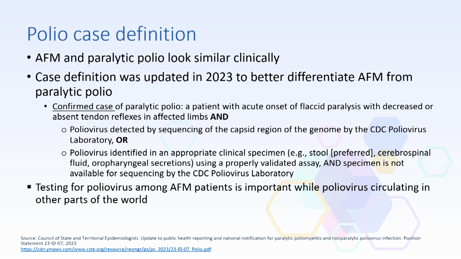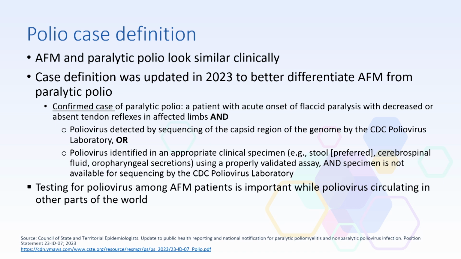To help better differentiate between AFM and paralytic poliomyelitis, CSTE updated the case definition for paralytic poliomyelitis in 2023 to add a laboratory component. A confirmed case is now defined as acute onset of flaccid paralysis with decreased or absent tendon reflexes in the affected limbs and either poliovirus detected by sequencing of the capsid region of the genome by the CDC poliovirus laboratory, or poliovirus identified in an appropriate clinical specimen, of which stool is preferred, using a properly validated assay, and where the specimen is not available for sequencing by the CDC poliovirus laboratory.